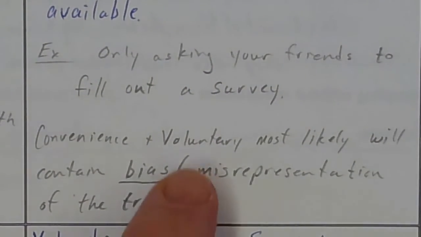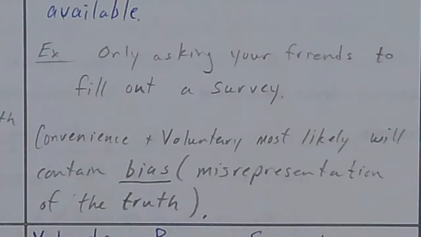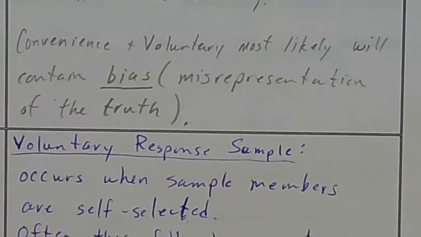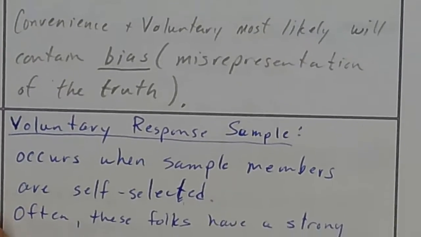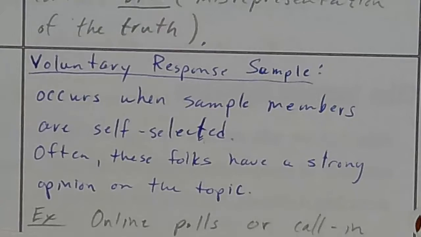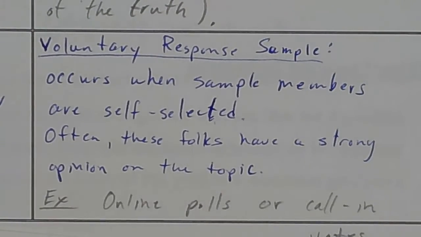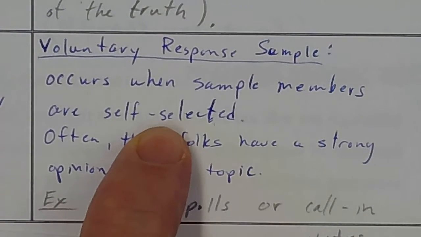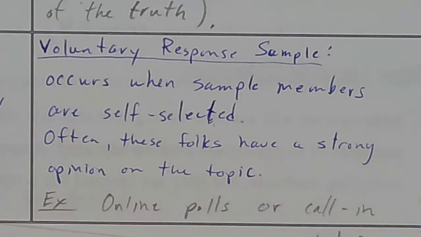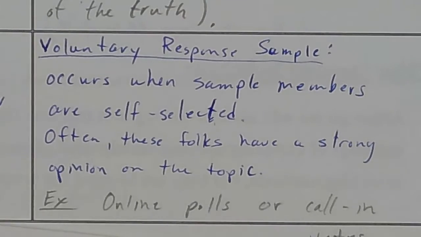Okay, so with that being said, let's take a look at what a voluntary response sample is. This occurs when sample members are self-selected. You choose to participate, right? So that's what it means by self-selected. If you want to say that, members choose to participate. Often these folks have a strong opinion on the topic.